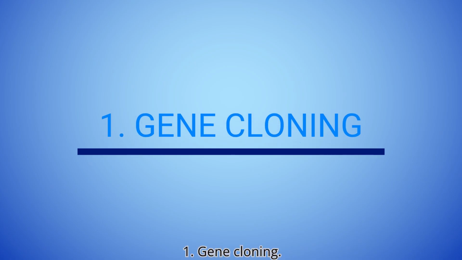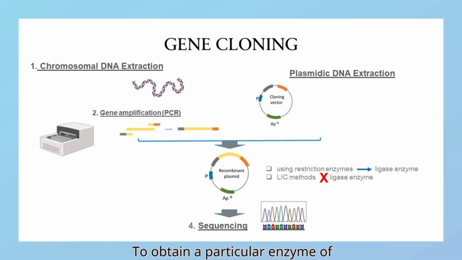1. Gene cloning. To obtain a particular enzyme of interest, the gene encoding the enzyme is first cloned. This process allows for the heterologous overexpression and production of the enzyme in sufficient quantities for practical use. Cloning a gene involves several steps, beginning with the template DNA, which contains the gene of interest.